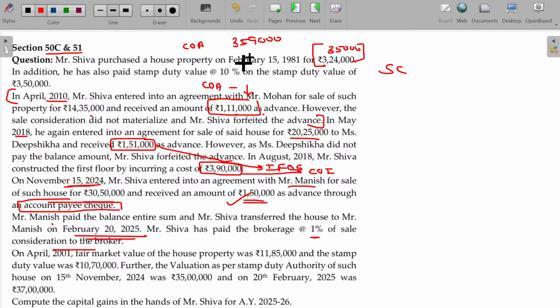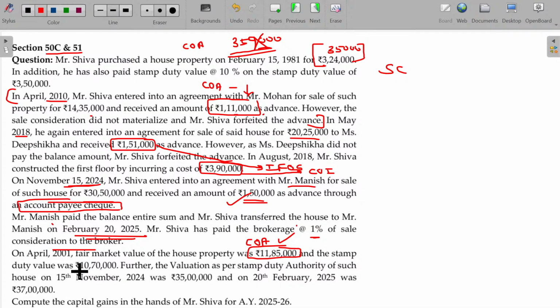and as the acquisition date is before the base date 1/4/2001, we have to consider the fair market value. So fair market value is higher, then this will be final for the cost of acquisition. You should not take this one.